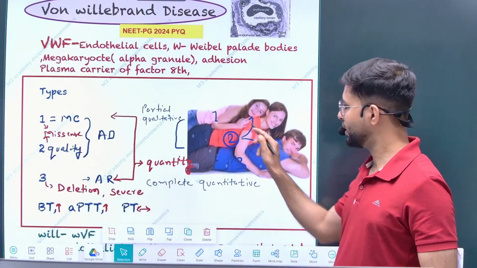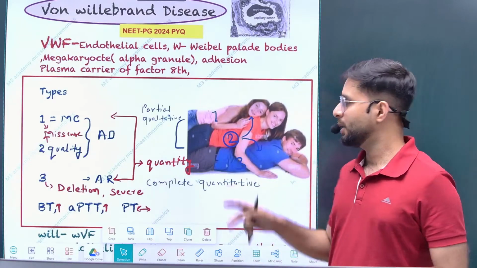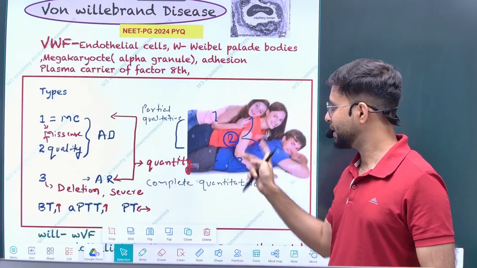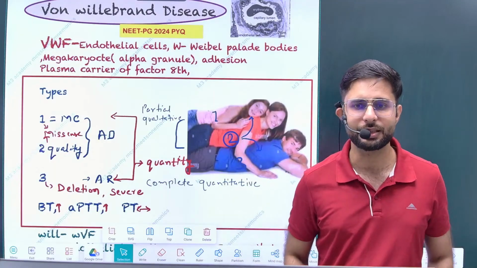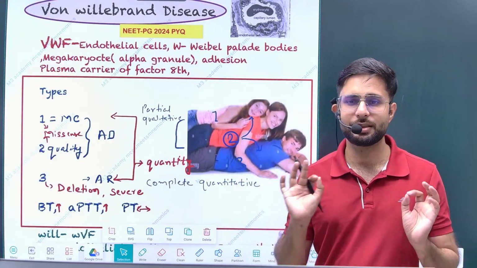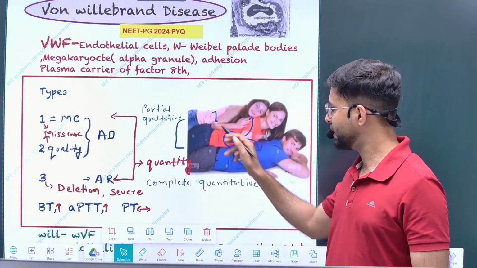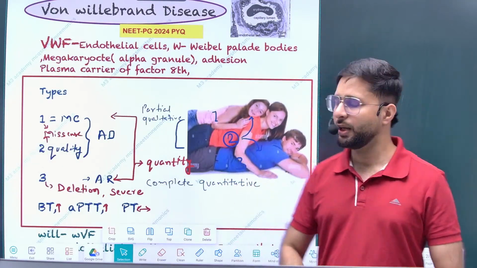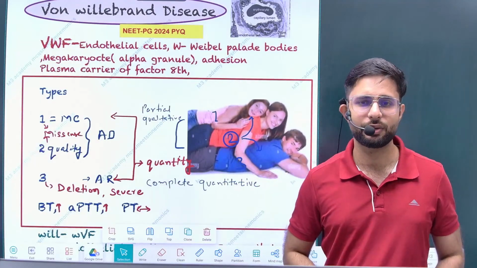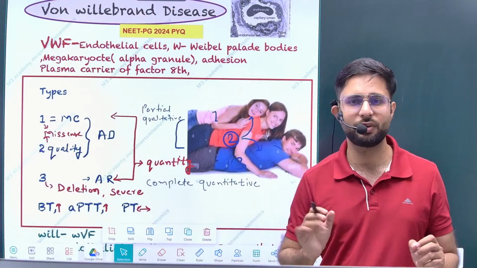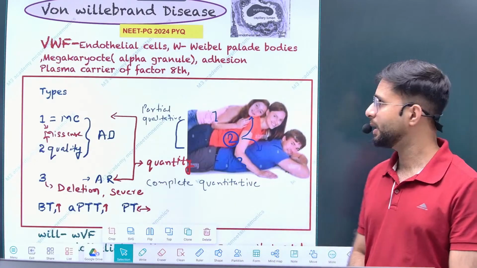Yes, when you look at the second person, enjoying in between the first and second person, obviously the quality of the second person is bad. Yes, so type second von Willebrand disease is a qualitative defect, but type first and third are quantitative defects. As you know, the third is most severe, so third is a complete quantitative defect, but first is a partial quantitative defect. Yes, so this is all about the types of von Willebrand disease.